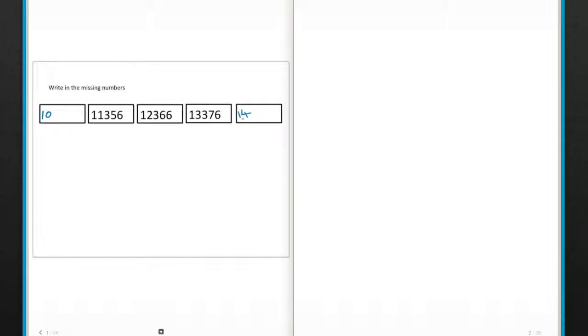The pattern in the next two digits is 35, 36, 37. So this must be 38. And this must be 34. And then the final pattern is that they all end in 6.